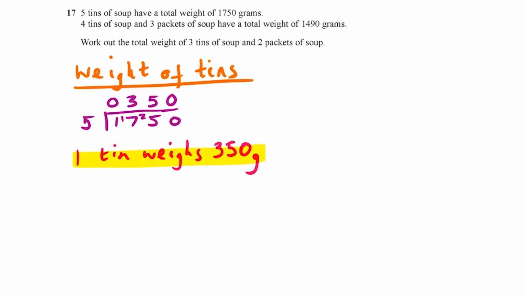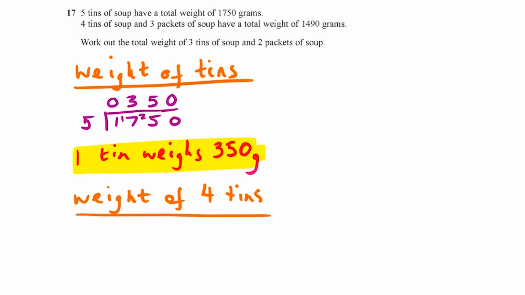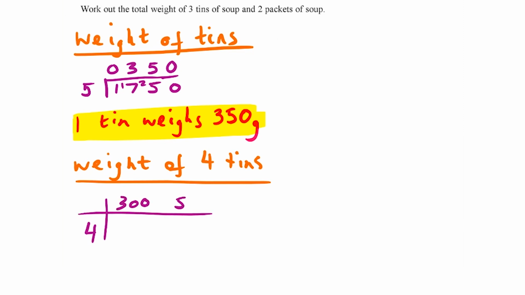In that second part of the question, it talks about 4 tins of soup, the weight of 4 tins of soup. So let's work out the weight of 4 tins of soup. We've just got to do 350 times 4. I've used grid method there, so 300 times 4 is 1,200, 50 times 4 is 200. If we add those together, we've got 1,400. So 4 tins of soup weighs 1,400 grams.